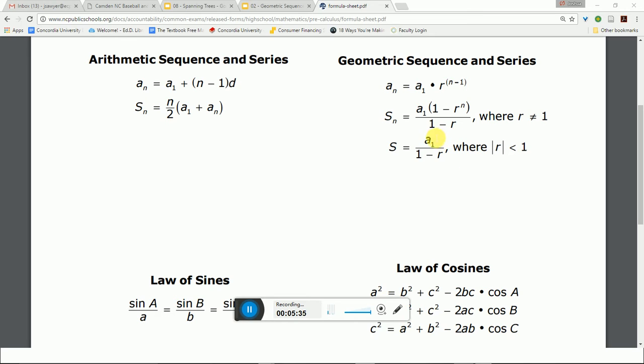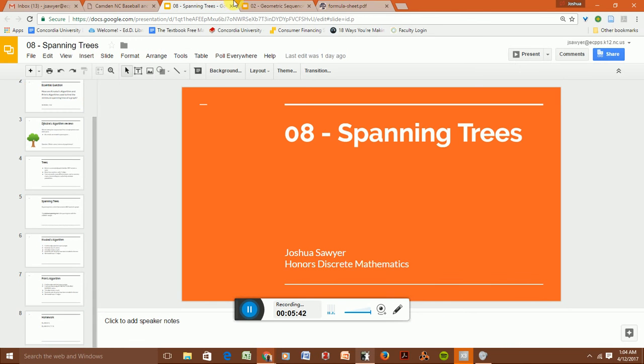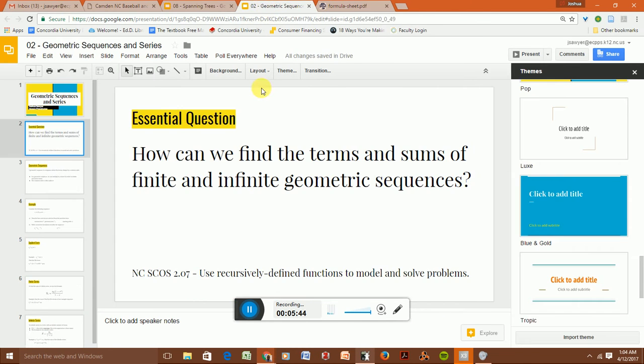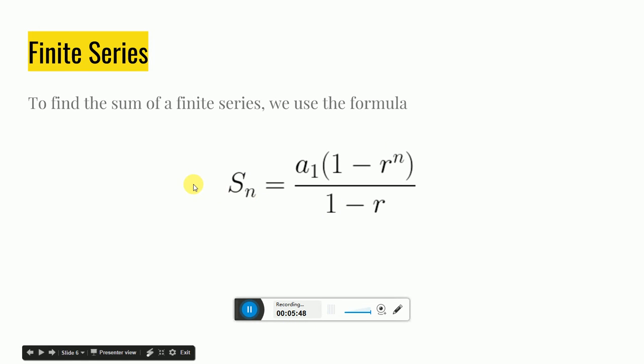All right, and so let's look at that real quick, and I'm gonna go back and talk about what S stands for in a second. All right, where are we? Geometric sequences. I got 2 windows open. Here we go. So to find the sum of a finite series, we use this formula.